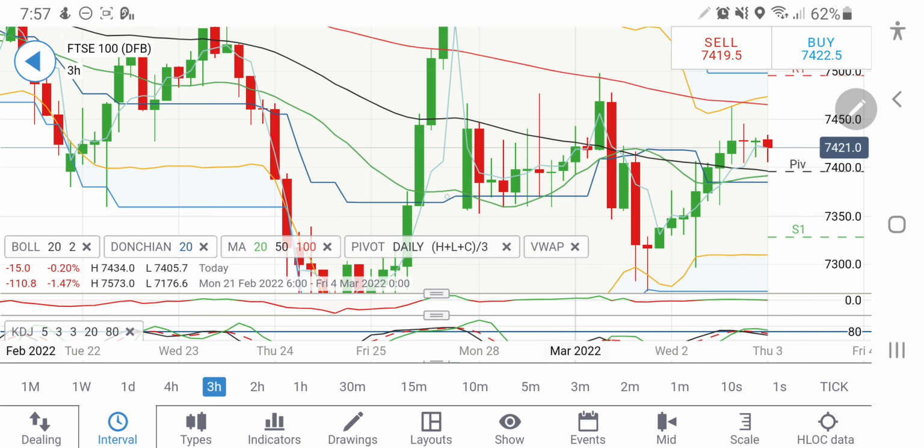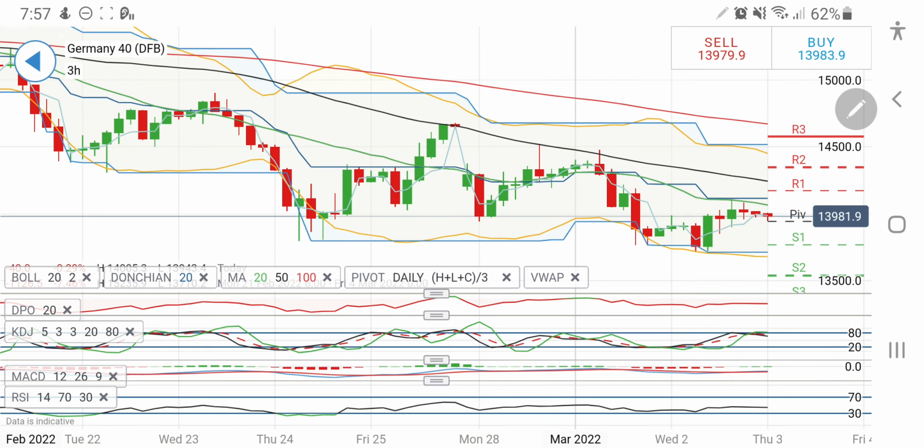Now let's have a look at Germany 40. This is a 3-hour chart for Germany 40, and you can see Germany 40 is still trading in this downward trending channel. The highs right now limited at around 14,000 levels. Only a rise beyond 14,100 is something I will recommend you to go long. Till the time it remains below 14,100, one can remain short.